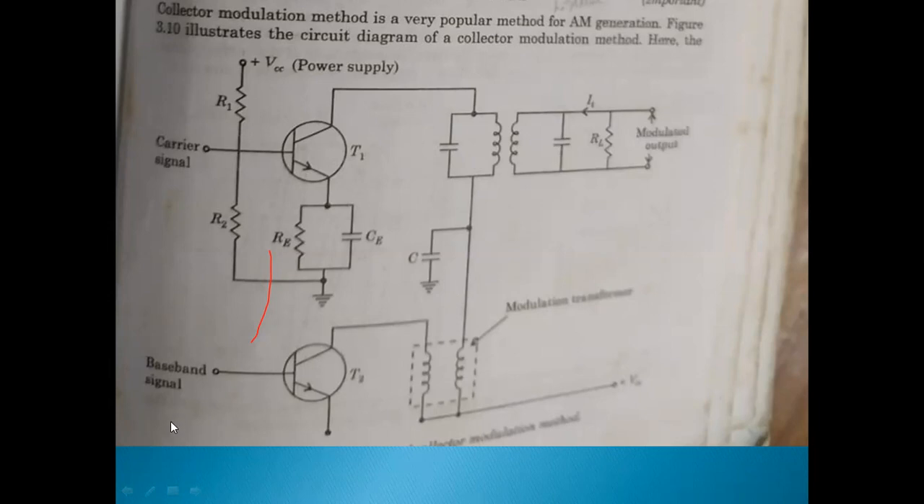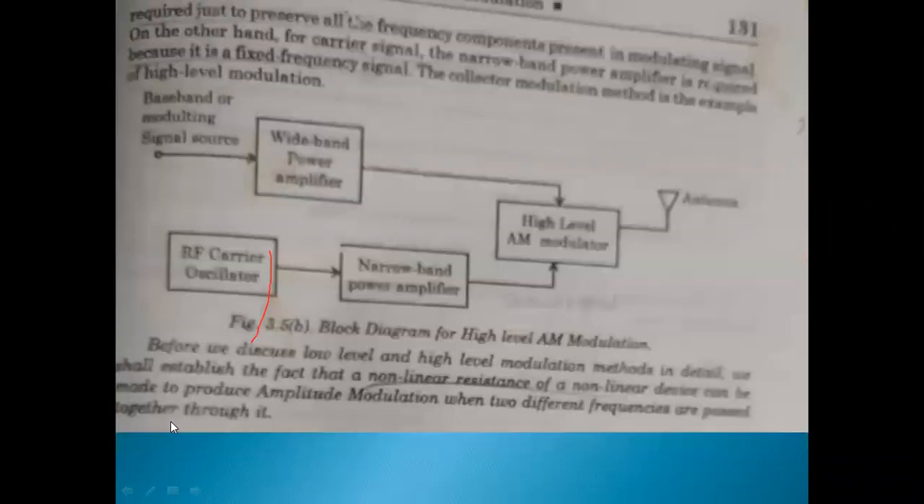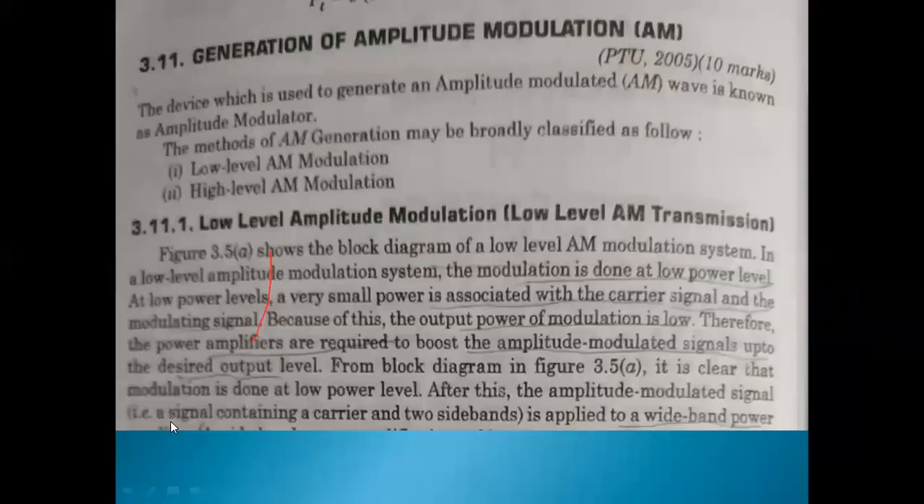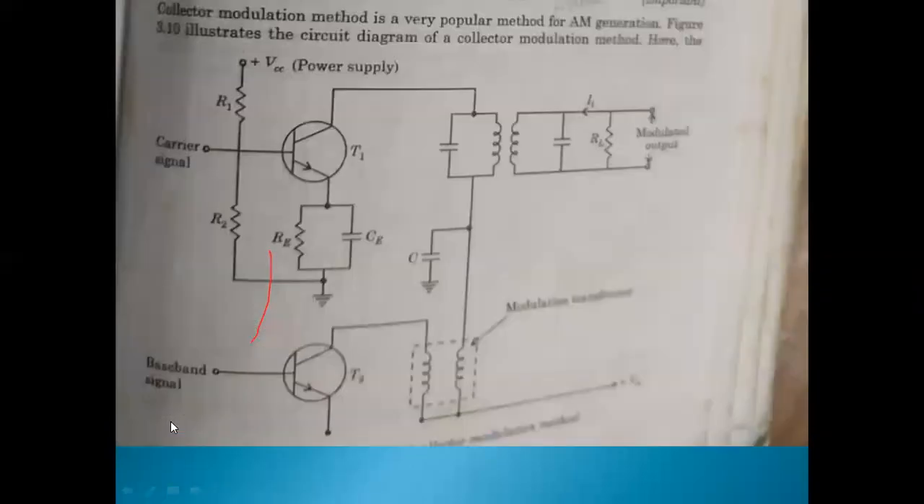Then you can show the mathematical evidence for all of this low and high level modulation. That is, low level modulation is the square law diode modulator. High level modulation is the collector modulated method. Here the collector current is used as the basic principle to generate the AM signal. So students, with this we conclude the topic. In the next class I will show the mathematical equations of these two generation techniques.